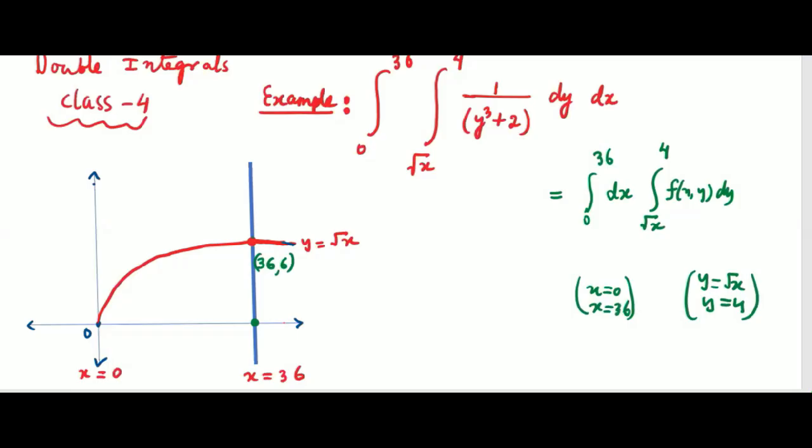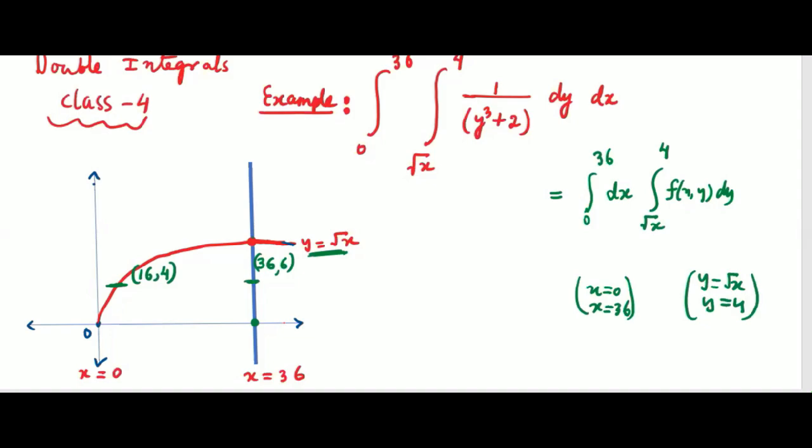So y = 4 means this is 6, so it will be somewhere here. y = 4 means this much. And where it will intersect this curve, we also have to see. When y is 4, x will be 16, right? So this point is (16, 4). This is the point of intersection of this curve and this line. This point we know already, (36, 6).